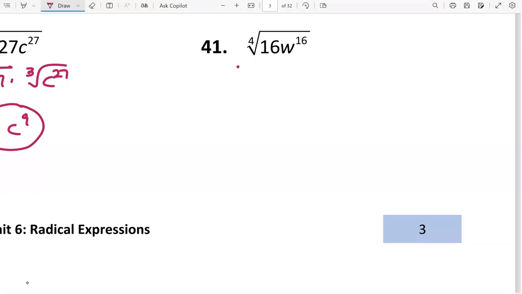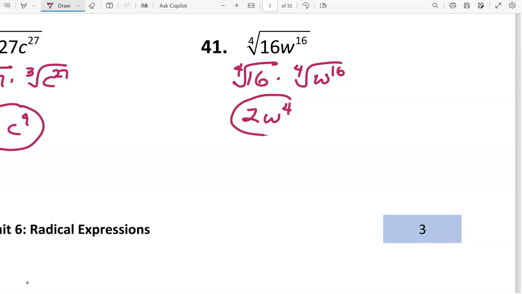In 41, this is the 4th root of 16 times the 4th root of w to the 16th power. The 4th root of 16 is 2, and the 4th root of w to the 16th power is w to the 4th power. Again, the index of the radical divides into that exponent. 4 into 16 goes 4 times.